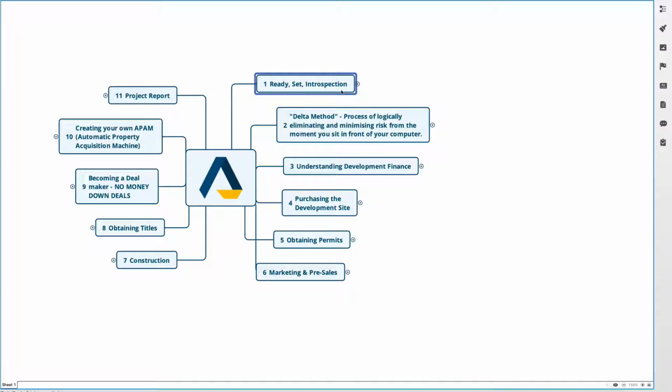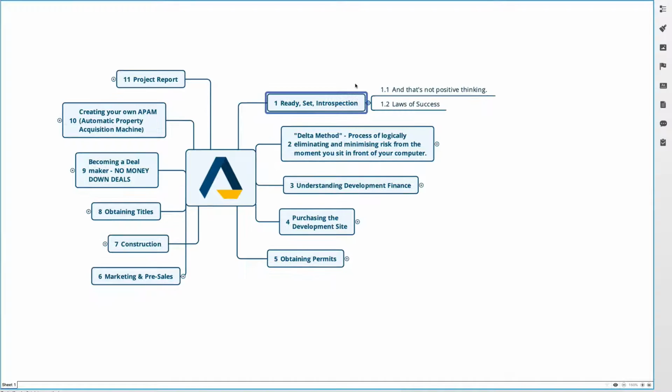The first one is Ready, Set, Introspection, which is basically looking into our own heads, our mindset, so to speak. Over the years, when I started off, I had a totally different mindset as to how to do property development, or not even just property development, just in general in life, the way I took on challenges, the way I made excuses, and so on. And over the years, I've had a total transformation in the way I actually think.